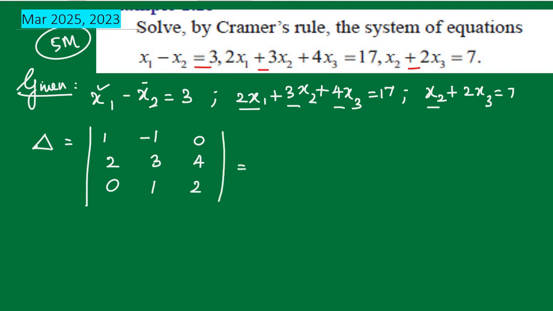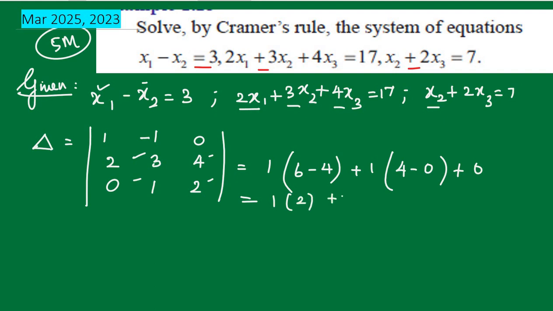Expand the determinant along the first row, so we get 1 into 6 minus 4. Next element, minus of minus 1 gives us plus 1 into 2 into 2 is 4 minus 0. Next element is 0. So now this is equal to 1 into 2 plus 1 into 4, which gives us 6, which is not equal to 0. Now delta is not equal to 0. Now next we find delta 1.